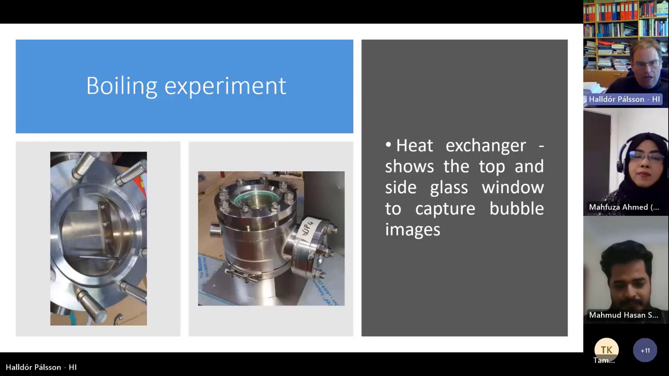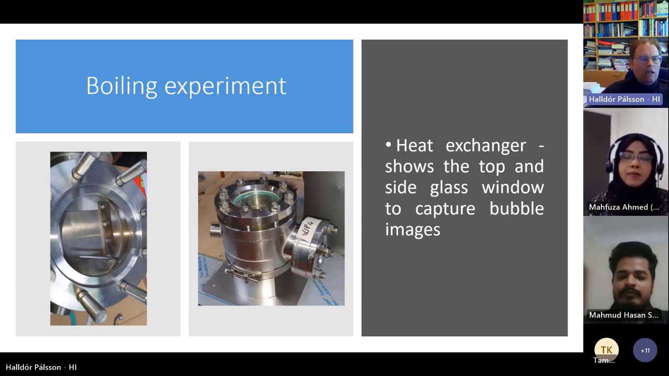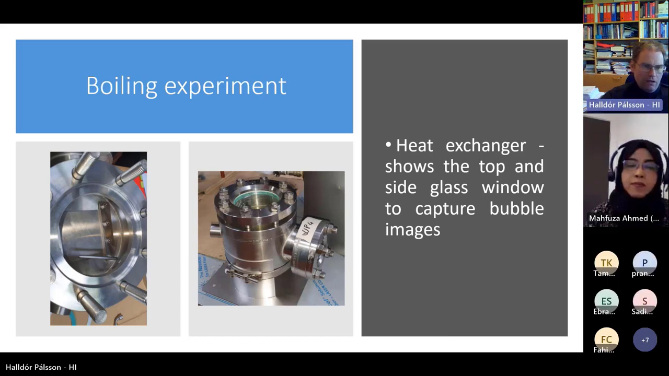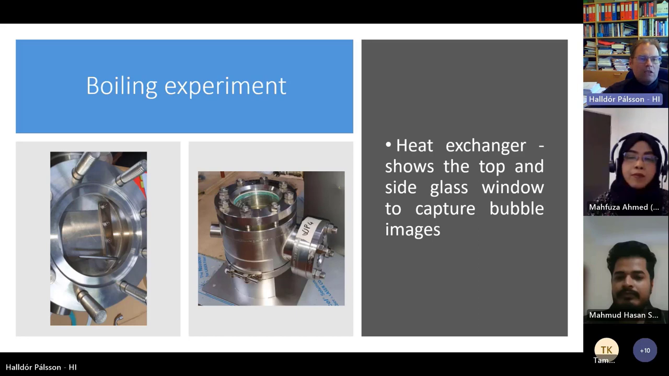The test section itself in the experiment is shown on these two figures. On the left is a top view looking through a glass on the top, and here you can see the test plate within the looking glass. It's fixed on top of an O-ring to keep everything sealed. This has to be able to withstand both pressures up to 10 bar positive and also vacuum. When we are changing plates, we have to remove all air from the circuit and then load it with the working fluid, which in this case is the refrigerant R134A.